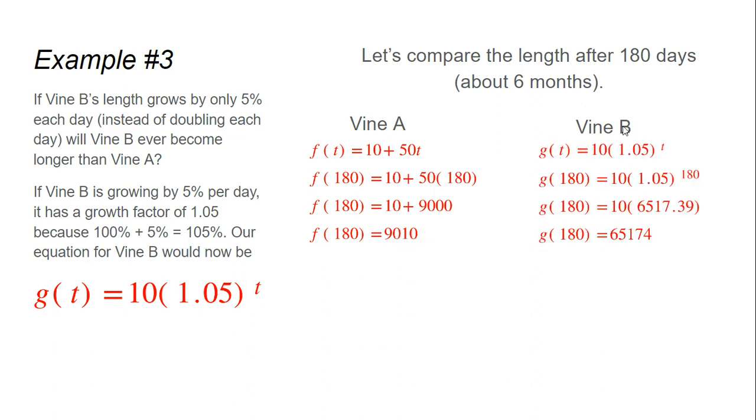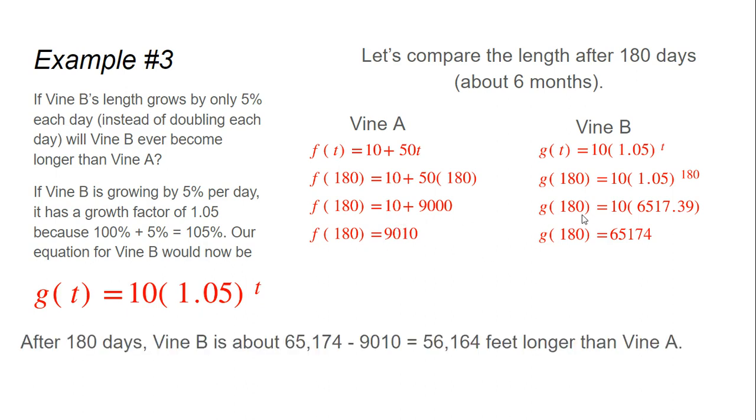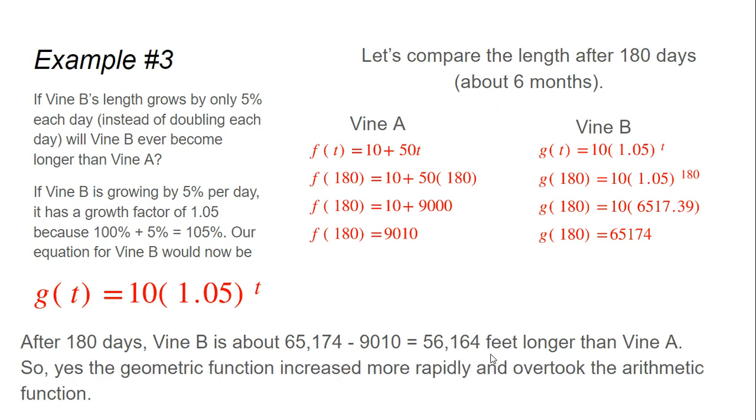And even though we've slowed vine B down tremendously, vine B is still going to be much more than vine A. It's not growing as rapidly, but it's still going to take off and be much, much longer than vine A, which is going to be 65,174. So it's going to be about 56,000 feet longer than vine A.